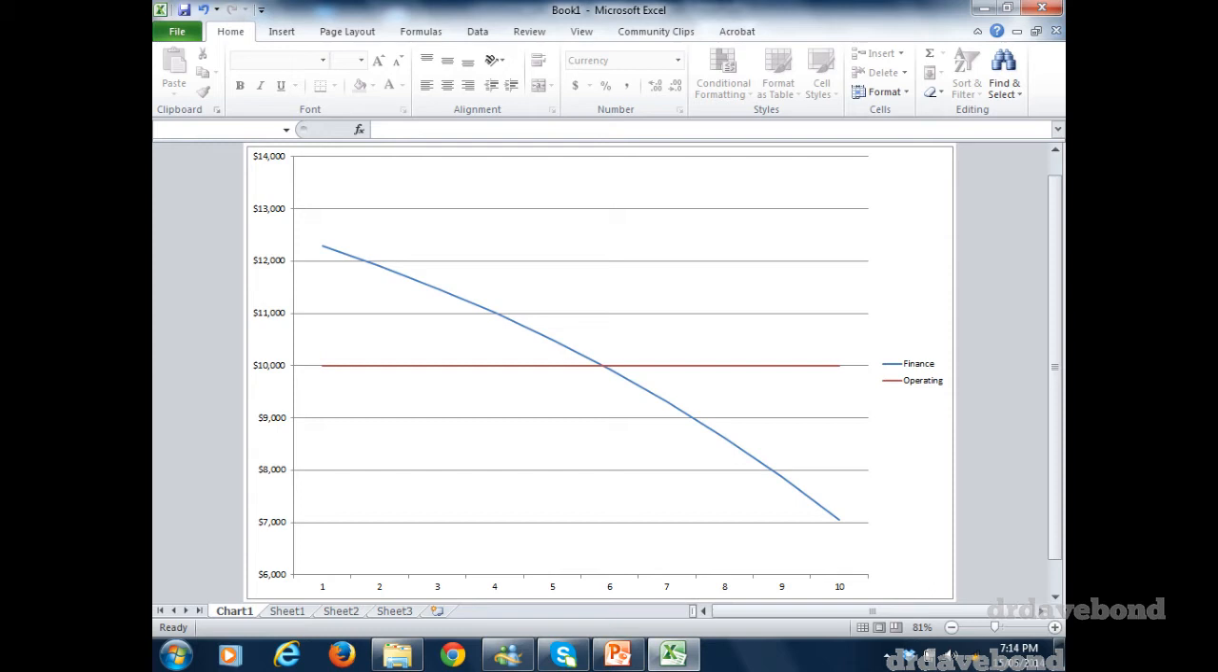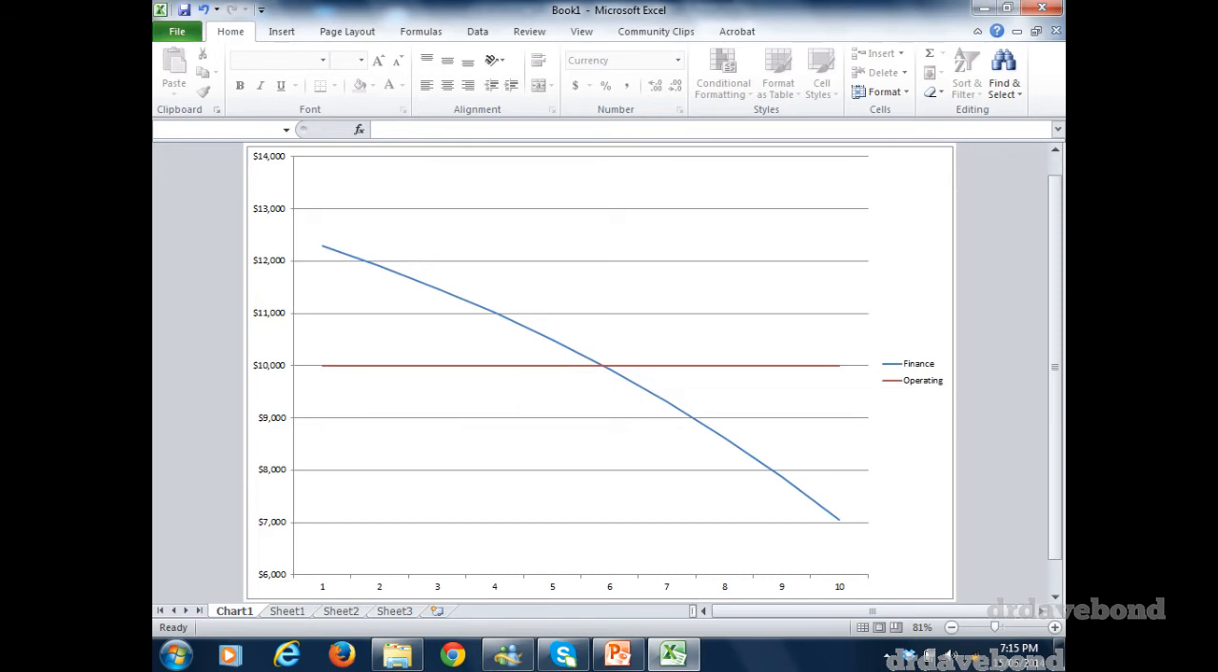That's the format axis. Those lines are quite skinny, but they'll work. You'll see the blue line starts at about $12,000 expense, works down to about $7,000. The red line just stays constant at 10.